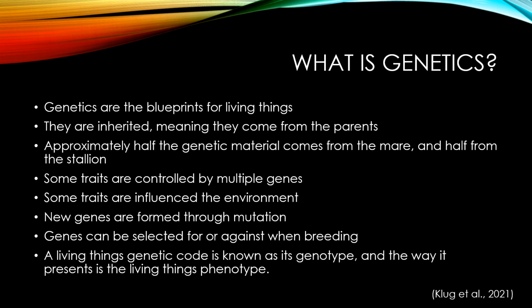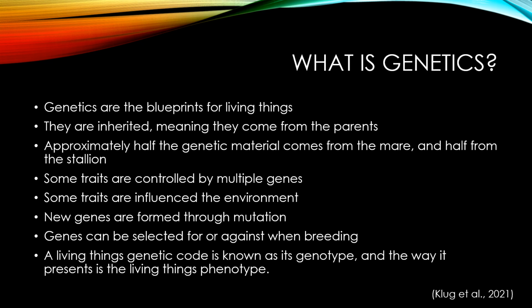Approximately half of the genetic material comes from each parent, though each individual gene has equal chance of being passed down from each parent. Some genes are located close together on the genetic material and are more likely to be inherited together. They are called linked genes. Some traits are controlled by multiple genes that can be inherited separately. Other traits may be influenced by the environment as well as by genetics.